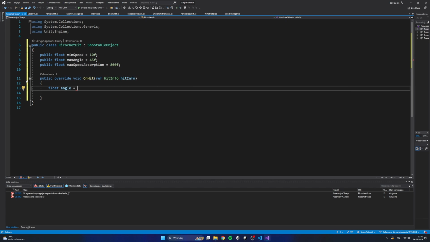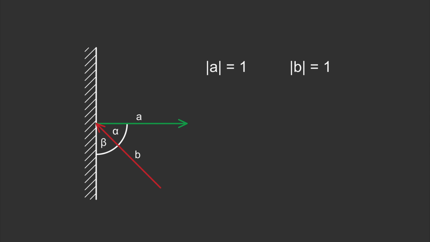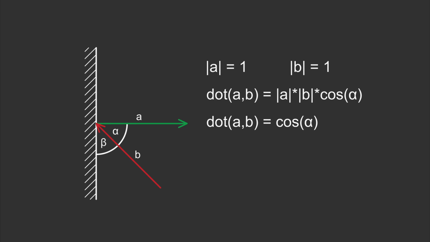We will calculate the speed absorption based on the angle between the wall's surface and bullet hit direction vector. To calculate this angle, we can calculate the dot product of the wall normal vector and hit direction vector. Because both of these vectors have a magnitude of 1, the value of the dot product will be equal to the cosinus of the angle between them. To transform it into an angle, we can use Arcus cosinus, and we will convert angle from radians to more readable for us degrees. And lastly, we subtract this angle from 90 degrees, because we want the angle between hit direction and surface, and not the normal vector.